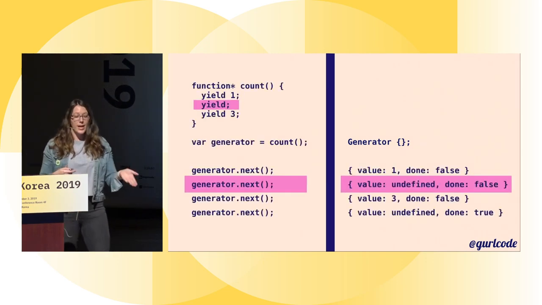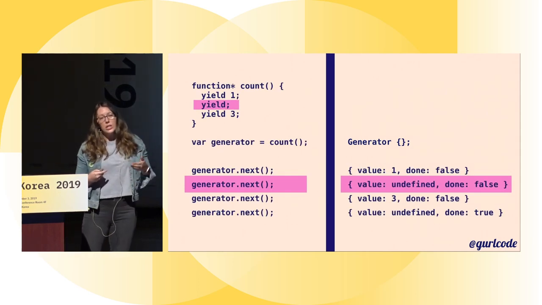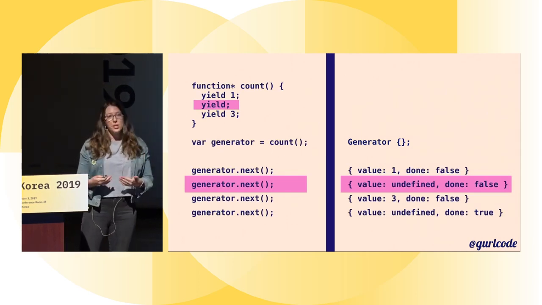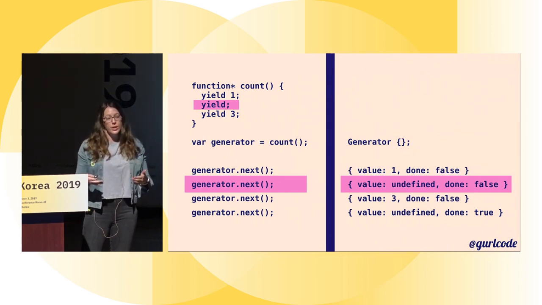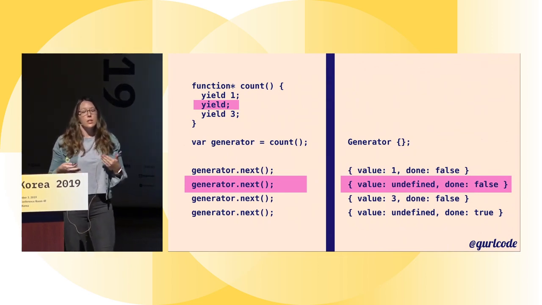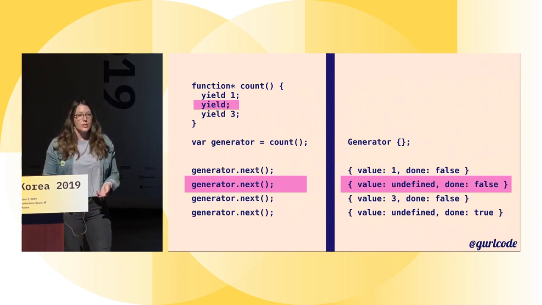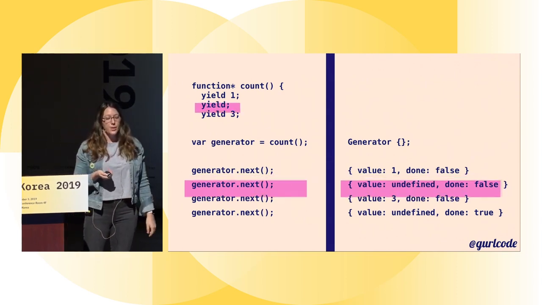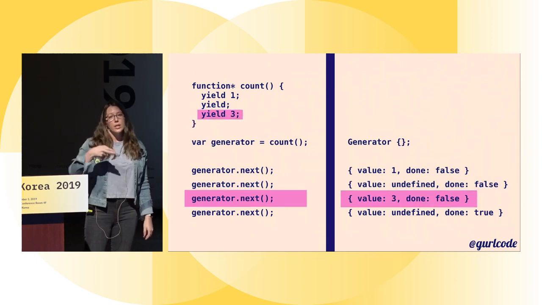Okay, so we're going to call next again. See, now we're not actually yielding a number. You don't have to yield a value if you don't want to. Yield just means pause generally. So in this case, the value is undefined. And again, we're not done yet. So done is false. If we call again, now we're yielding back 3.